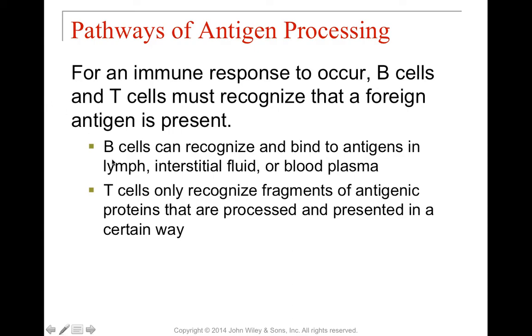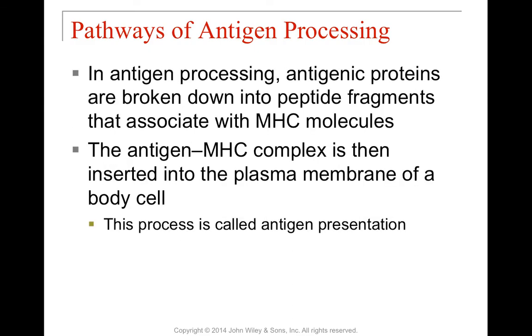Now, B cells are a little bit different from T cells in that they are going to secrete those antibodies, right? And they're able to recognize and bind to antigens in the lymphatic tissue, in the interstitial fluid, or in the blood plasma. But T cells, these foreign soldiers, they're not quite as smart. They can only recognize fragments of these proteins that are processed and presented in a particular way. And that is going to be this major histocompatibility complex, or an MHC complex.